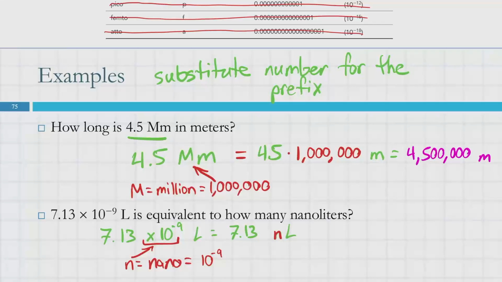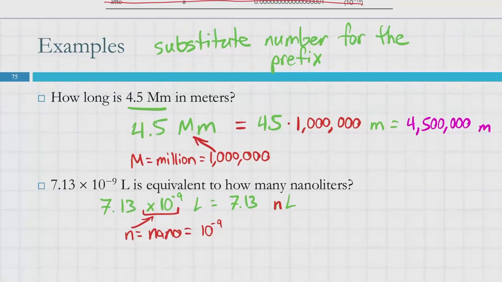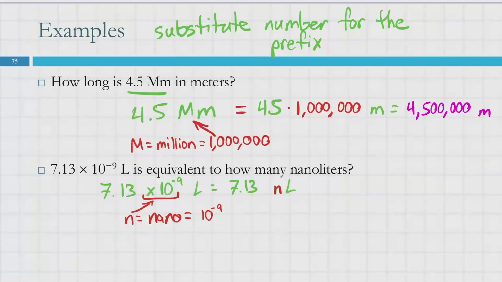Usually it doesn't work out quite this nice and neatly, so we'd have to use a conversion factor approach instead. But expressing something as 7.13 nanoliters is a little bit more convenient than 7.13 times 10 to the minus 9 liters.